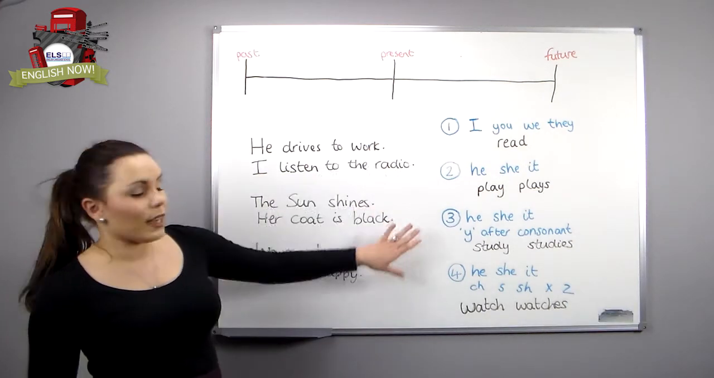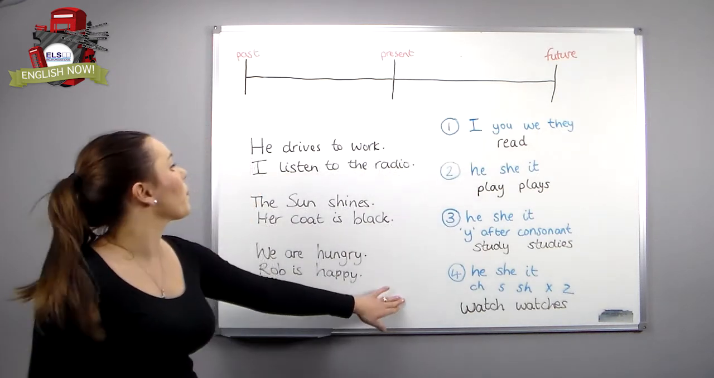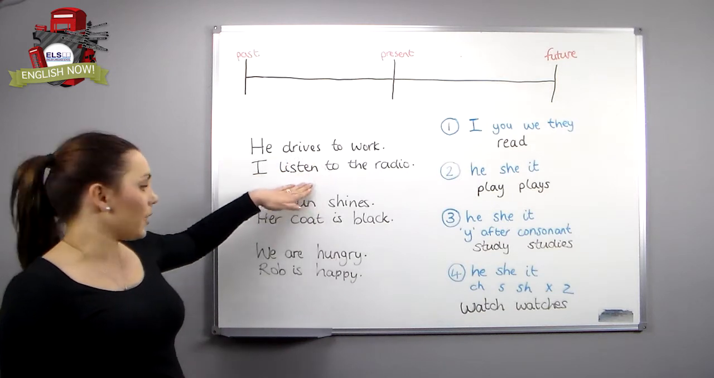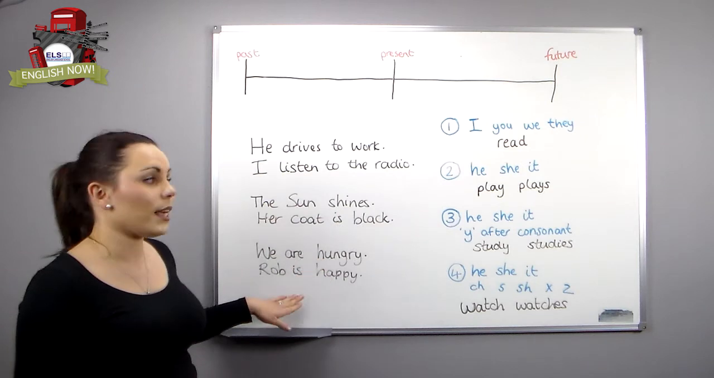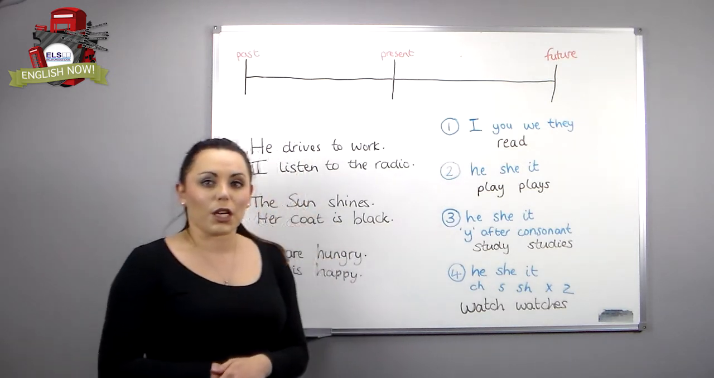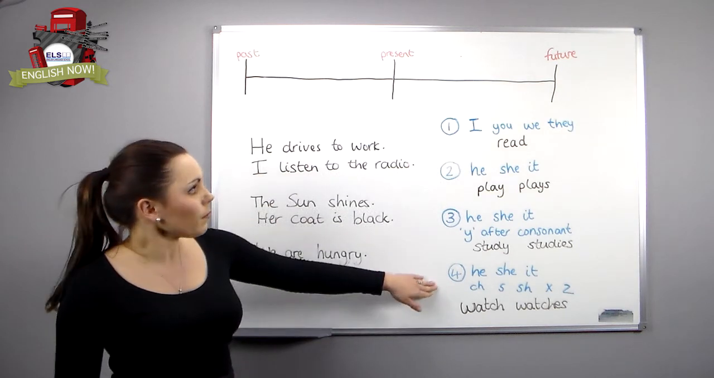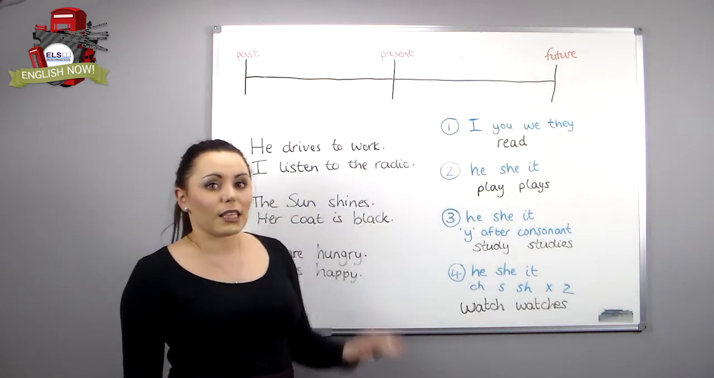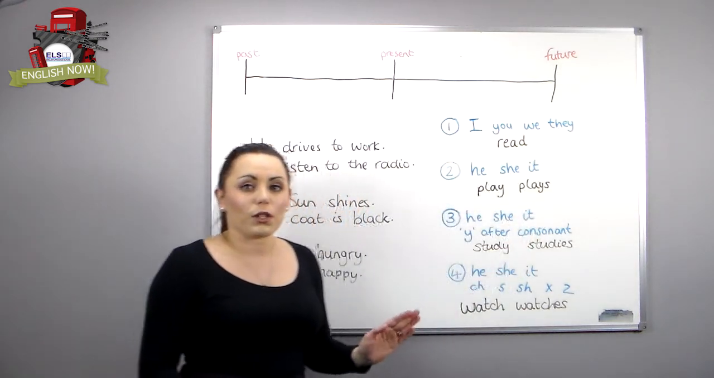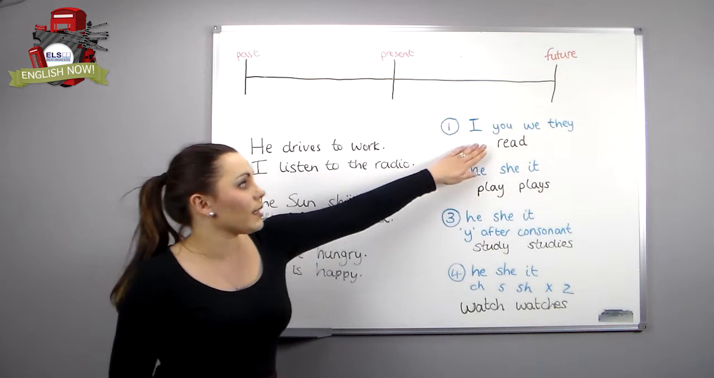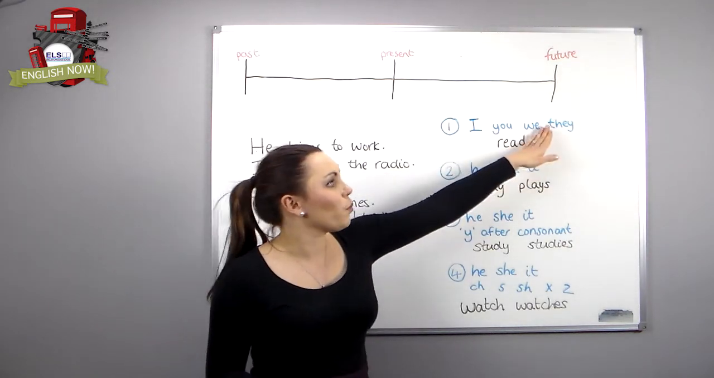As you can see in these 6 examples, our verbs are in the first form. Drives, listen, shines, is, are, is. For regular verbs, we have 4 rules in the simple present. The first one is if the subject is I, you, we or they, we just use the verb as it is. For example, read. I read. We read.